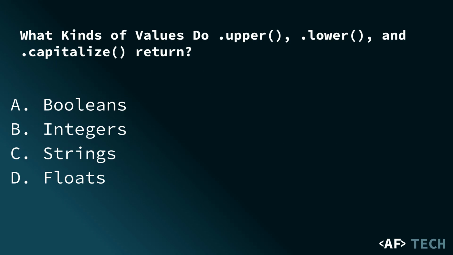So what kinds of values do the 3 methods I just went over return? Do they return booleans, integers, strings, or floats?